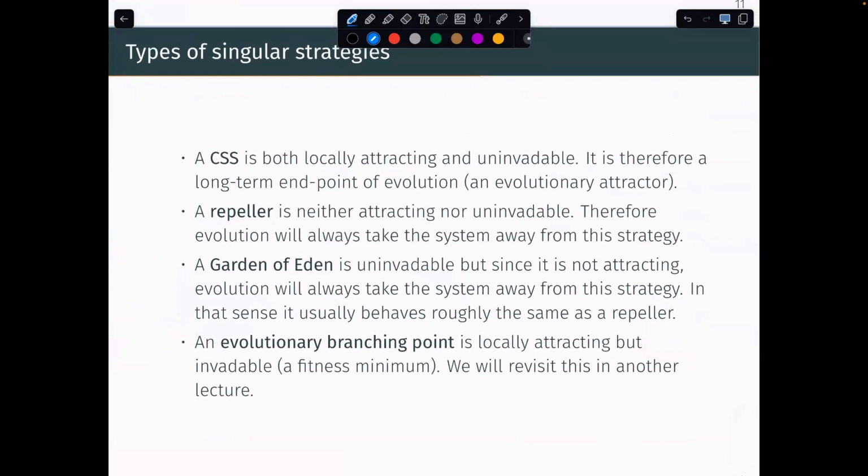Yeah. Evolutionary branching point, is that common, or is it more uncommon? They're pretty common when we're modeling these things, and they're often something that people look for because of this idea about diversification.